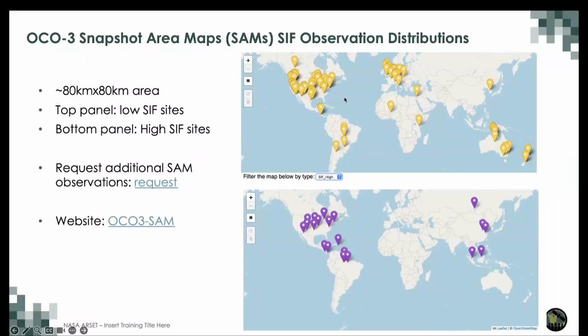This plot shows the spatial distributions of SAM observations focusing on the SIF. The yellow locations show a little bit lower SIF values, representing lower productivity, while the purple sites are the high SIF sites. You can also request additional SIF observations by filling out an online form on the OCO-3 SAM website. I put the link for both the form and the OCO-3 SAM website here. Between the request time and the first collection, it takes about 16 days.